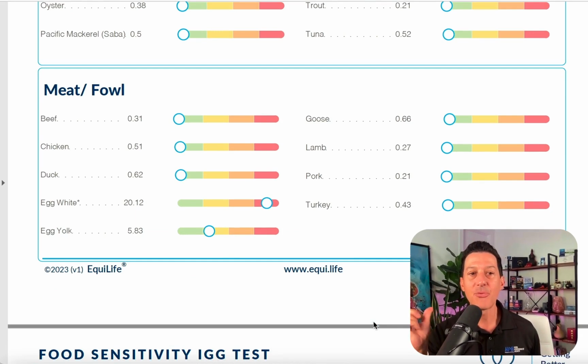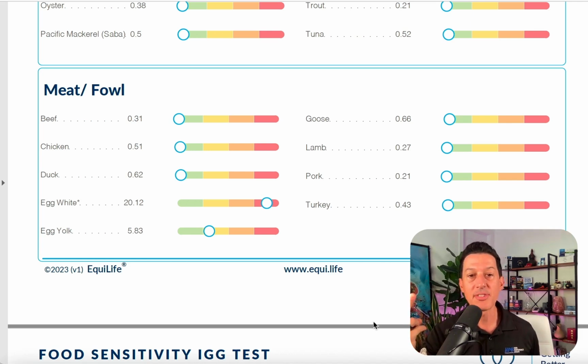What about meat and fowl? So turkey, chicken, etc. under fowl. This person isn't sensitive to any meat or any chicken, turkey, etc., except egg whites. They are sensitive to egg whites at a more high, severe level, and mild to yolks. We see that it's very common.